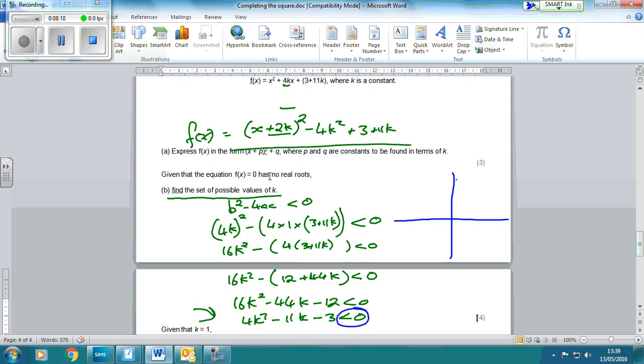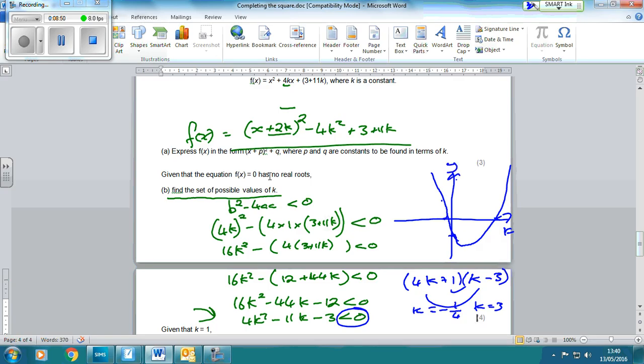So if we factorize that out, I'm hoping that it factorizes. 4k, k, that's minus 3, and then plus 1. That's going to give us plus k minus 12k, which is going to be minus 11k. So therefore the solutions are k equals 3, k equals minus 1 quarter, and we know that it's positive and it goes through at minus 3. So our graph looks like that there.